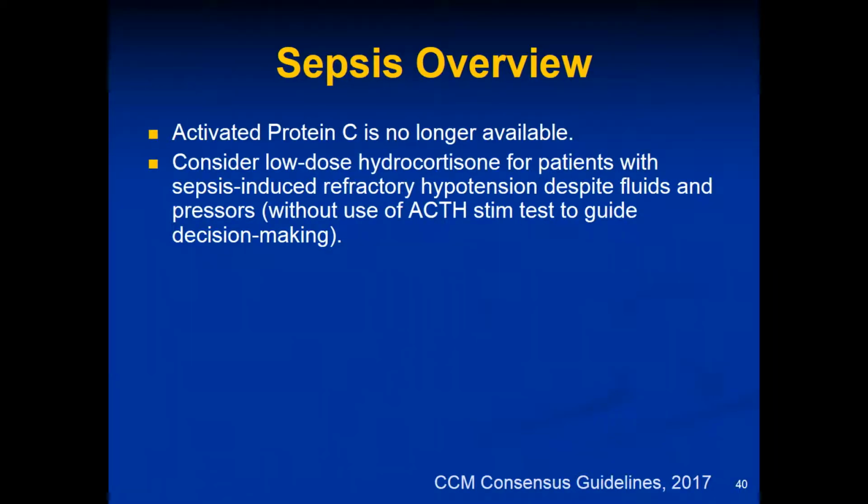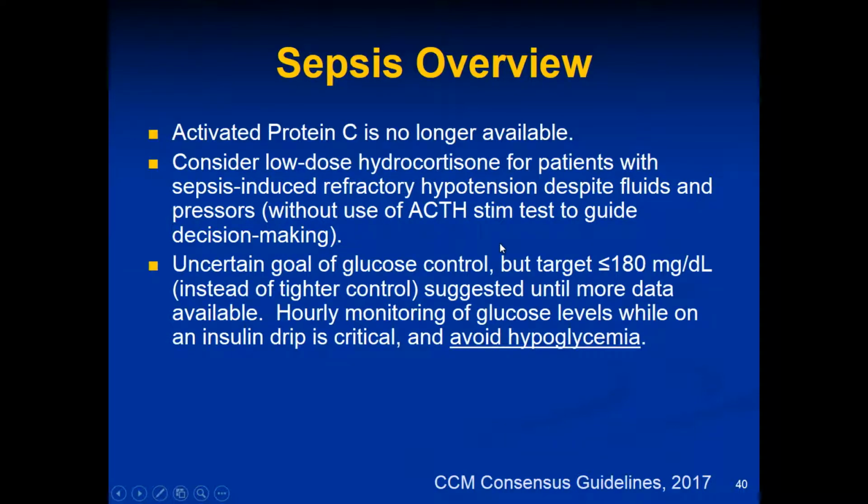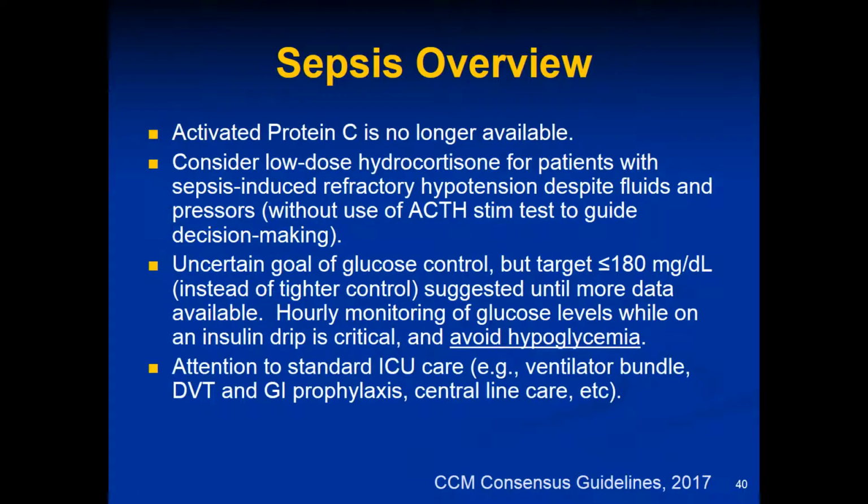There's not great data about how to use steroids, but you can consider low-dose hydrocortisone for patients with sepsis-induced refractory hypotension, despite fluids and pressors. We didn't talk about this in detail, but I mentioned that we now target a glucose of less than or equal to 180, and the studies have suggested that it's important to avoid bouts of hypoglycemia. Those are likely harmful. And then careful standard ICU care, ventilator bundle, prophylaxis is indicated, central line care.